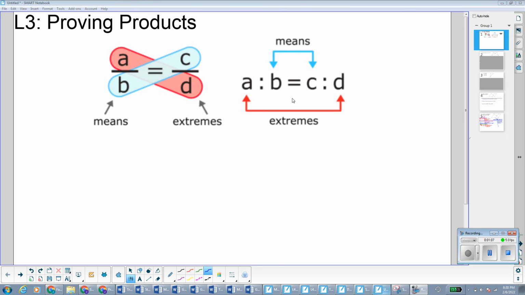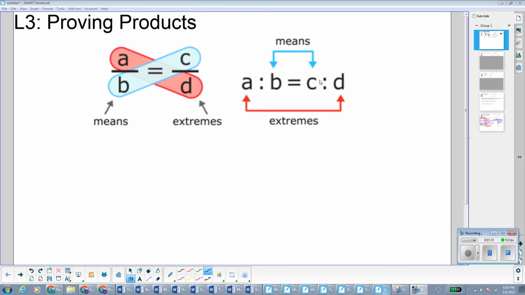If your proportion is written like this one on the right over here with the colons, you can tell the extremes are the terms that are farther away. Notice how A and D are on the outside. They're the outer terms. They're the far away terms. And B and C are the inner terms, and that's where the means are located.